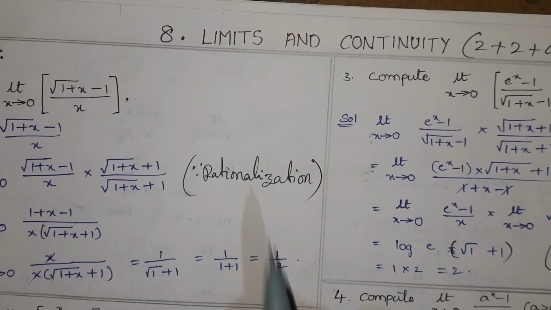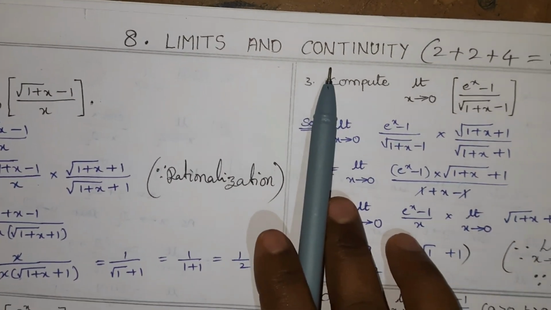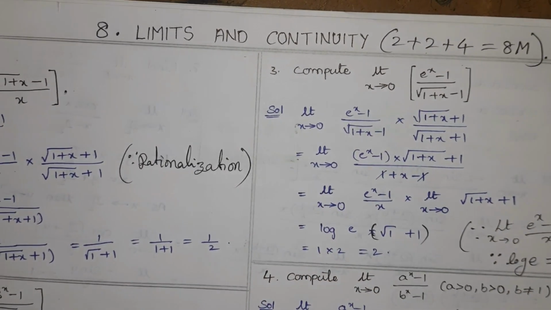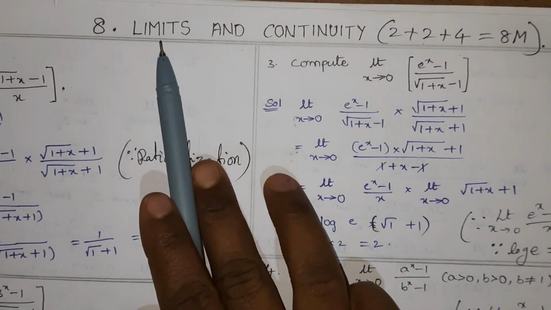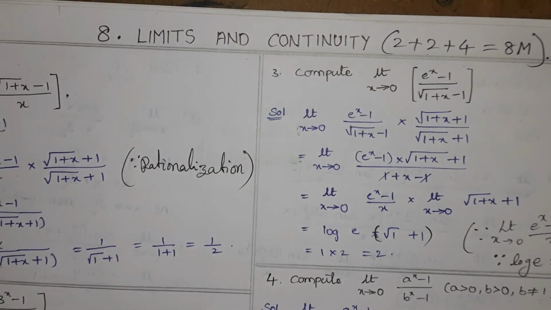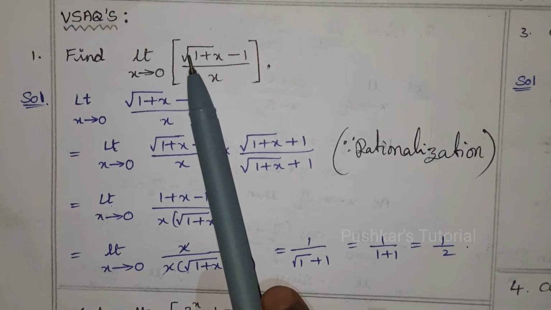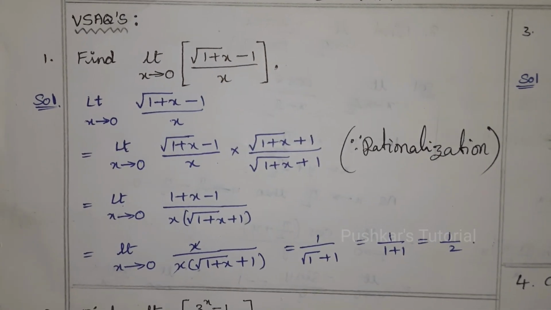Now we are discussing the limits and continuity chapter. In IPE, 2 VSAQs will come and 1 SAQ will come. Sometimes from limits also they will ask an SAQ. First question: find limit x tends to 0 of under root of 1 plus x minus 1, by x.